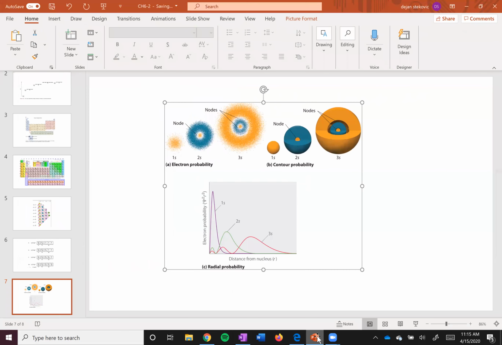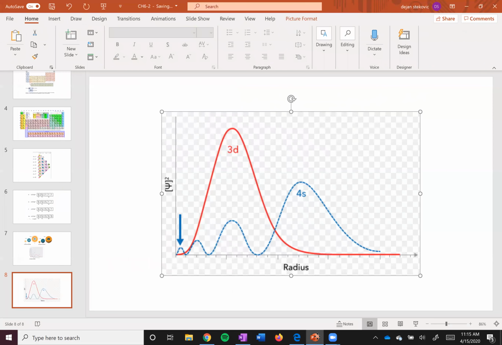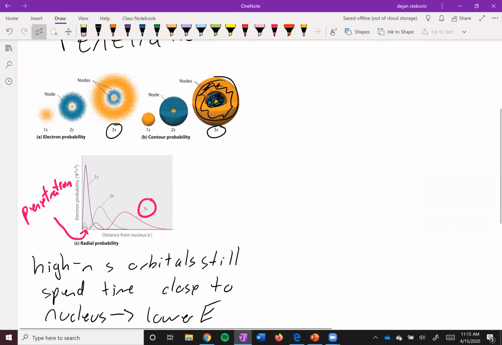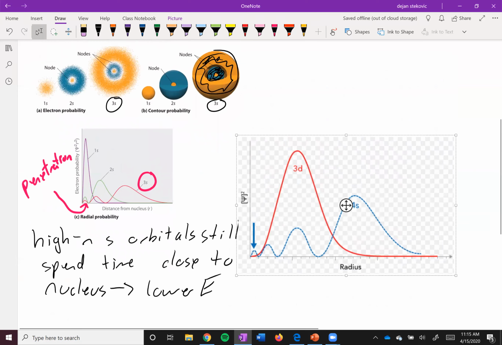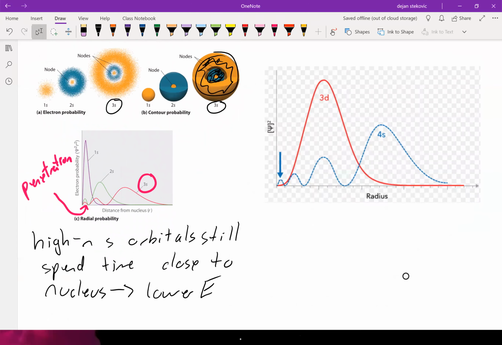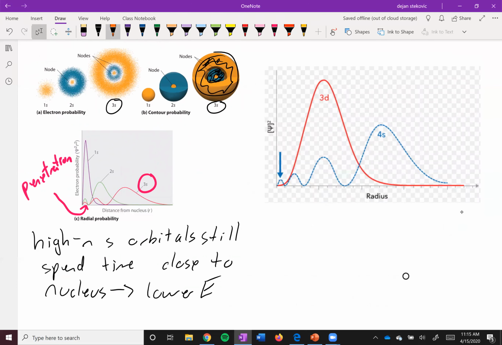Let's take a look at when we compare that to a d orbital. So here's the 4s orbital in terms of its probability, where it probably is in relation to how far away from the nucleus. And so you can see the 4s and the 3d in this diagram, right? There's 3d, there's 4s, and you can see it's pointing to this zone right here. You see how the 4s has a possibility of being very close to the nucleus while the 3d does not. And so that's known as penetration, right?